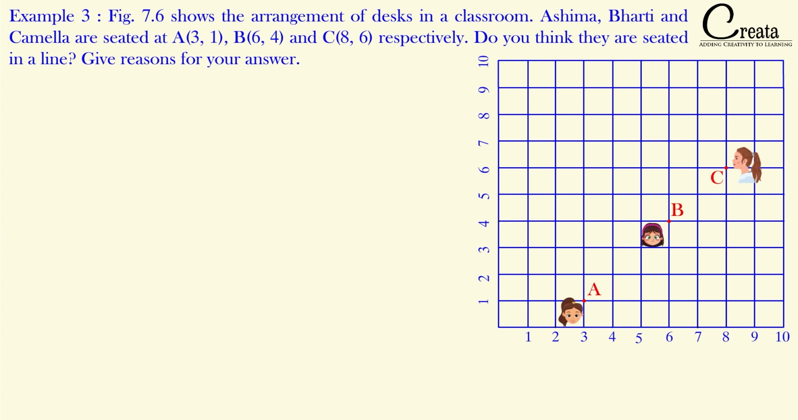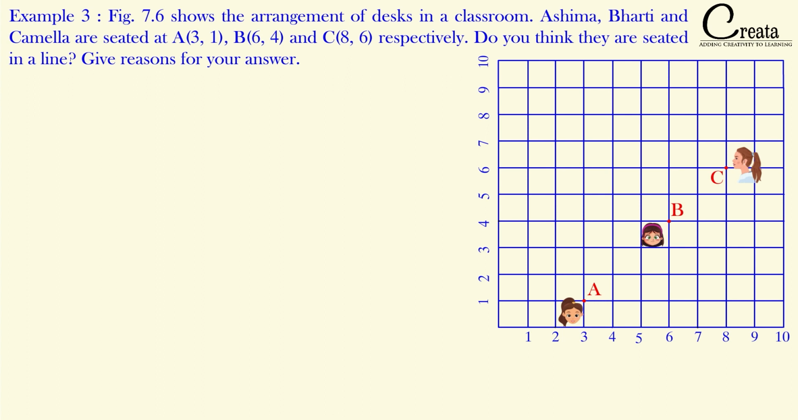Moving to example number 3. Figure 7.6 shows the arrangement of desks in a classroom. Ashima, Bharti and Camella are seated at A(3,1), B(6,4) and C(8,6) respectively. Do you think they are seated in a line? Give reason for your answer.